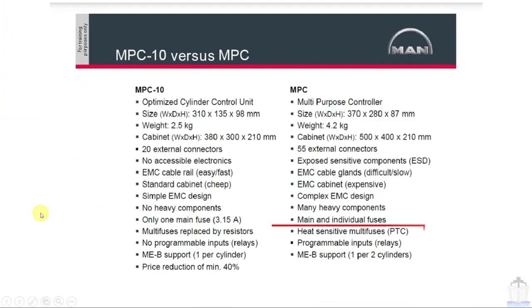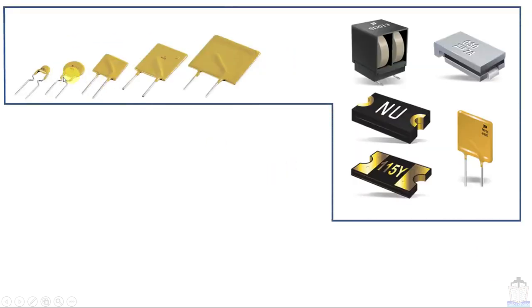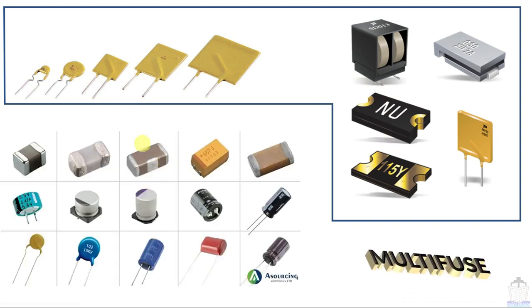Now moving to next, in MPC 10 the multifuse is replaced by resistors, and in MPC a heat sensitive multifuse, that is a PTC, is used. Now you can see this is a picture of the multifuses, and this sort of multifuse is installed in the MPC. Now you can see that this is a picture of different capacitors. So these multifuses and these capacitors look similar.